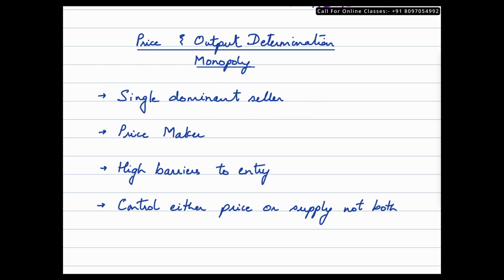Another feature is a monopolist can either control the price of the commodities that he is offering up for sale or the supply, but not both. A monopolist would have a downward sloping demand curve. Unlike perfectly competitive markets, where the demand curve was a horizontal line parallel to the x-axis, here the demand curve would be a downward sloping curve.